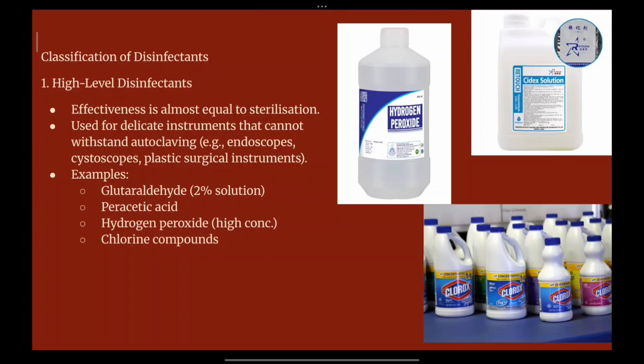Some examples of high level disinfectants are glutaraldehyde 2%, peracetic acid, hydrogen peroxide at high concentration, and chlorine compounds as well. These are the different examples of high level disinfectants, which are equal to sterilization but not exactly sterilization.